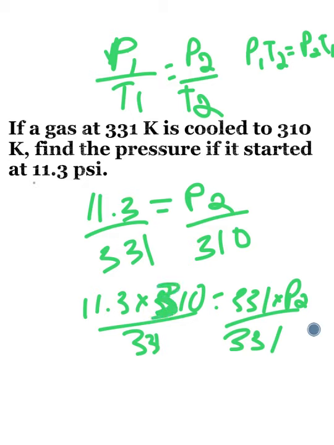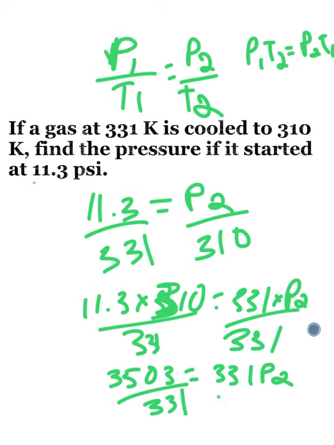Okay. So I'm going to take 11.3 times 310. That's going to be 3,503. So again, if I prefer to write it that way, I can, but I'm not going to make you. So divided by 331. And again, if you're multiplying it all out, write all the numbers, we'll round at the end.